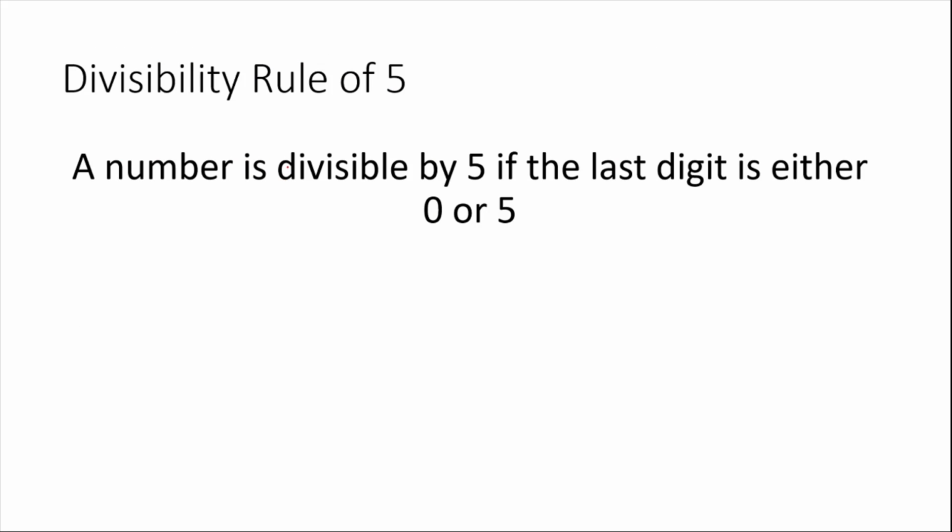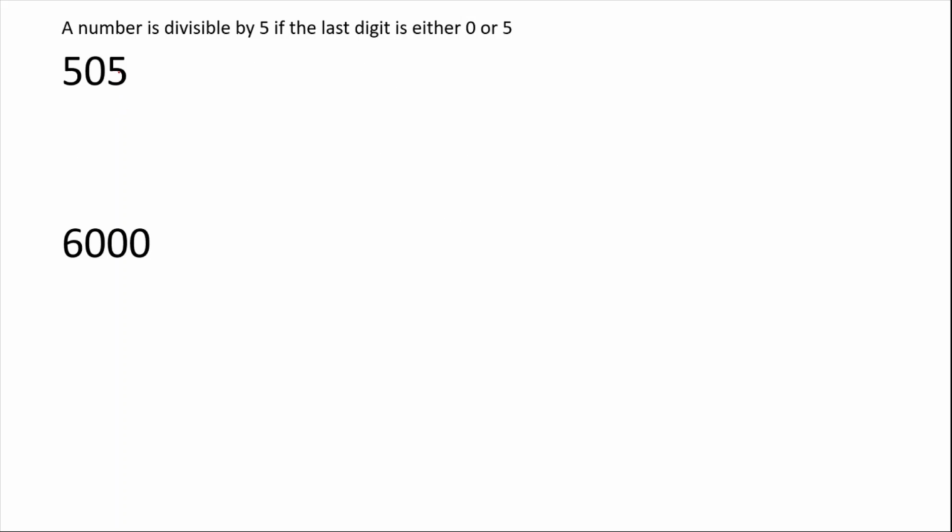Alright, let's go to the next rule, the rule of 5. The rule of 5 states that a number is divisible by 5 if the last digit is either 0 or 5. Here are a couple of examples for this.